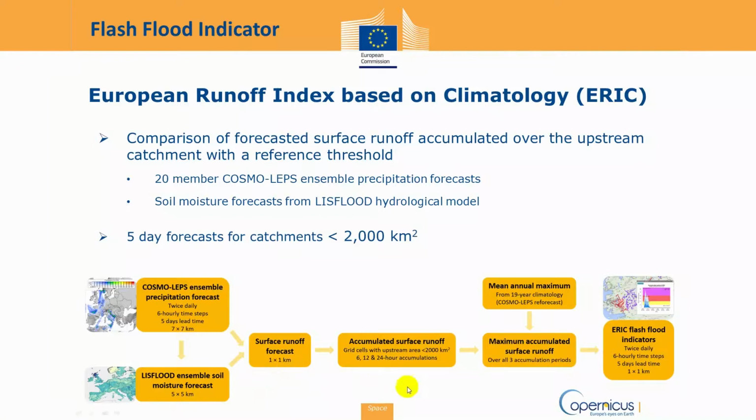They are then accumulated for all grid cells with an upstream area less than 2,000 square kilometers, and they're accumulated over 3 different time periods: 6 hours, 12 hours and 24 hours. The maximum of these 3 accumulated time periods is then taken, and it is compared to a 19-year climatology. There is a climatology that is derived for 19 years based on the COSMO-LEPS reforecast dataset. The comparison of the forecast value with the climatological value then gives a return period, and that is what is displayed on the EFAS interface as the flash flood ERIC indicator.